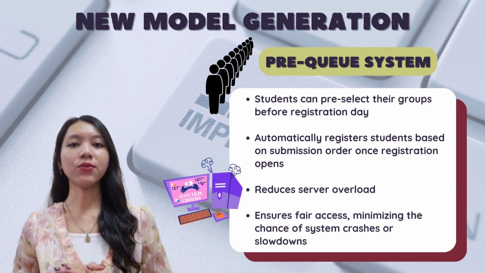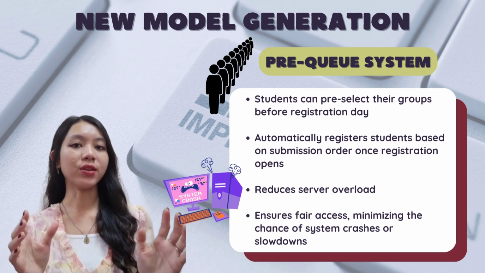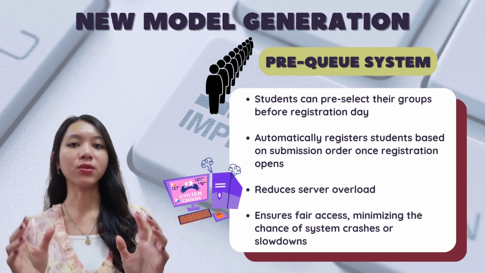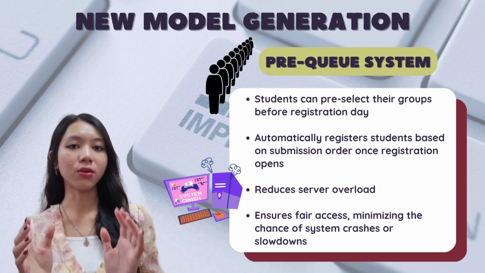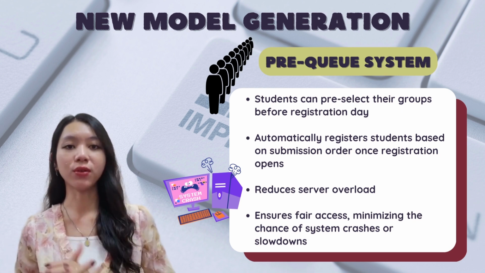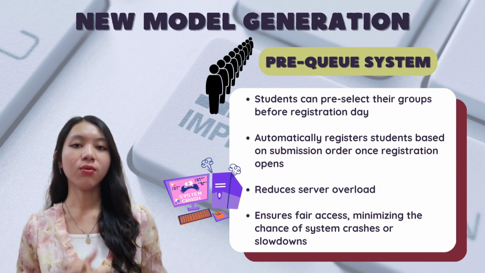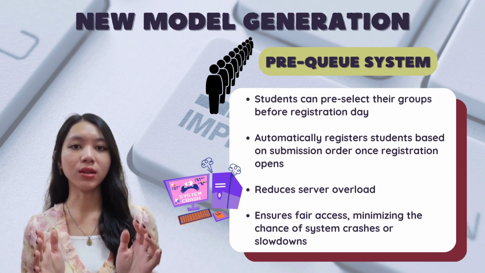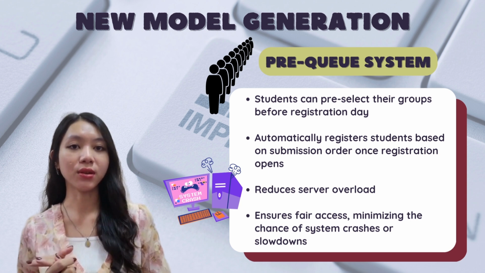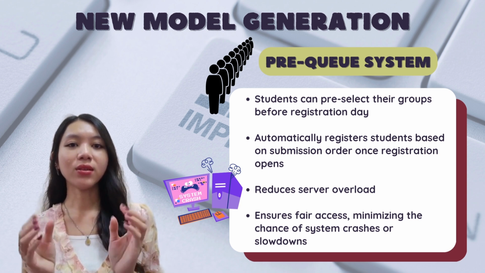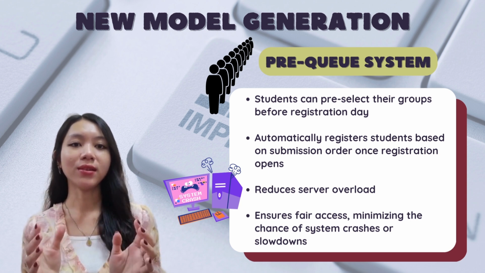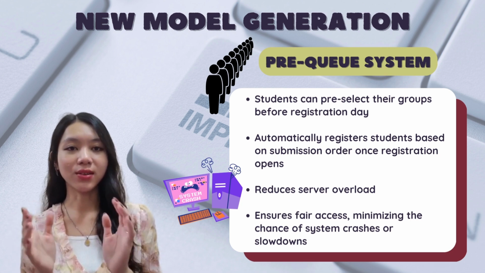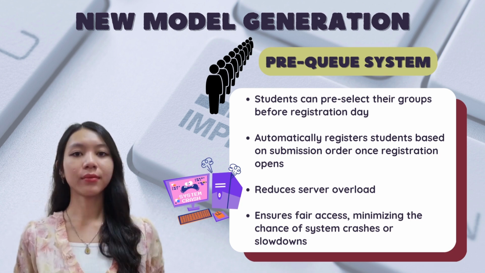The last suggestion for improvement is to establish a pre-queuing system. This improvement will allow students to pre-select their compulsory course groups a day or two before registration opens. When registration starts, the system will automatically enroll students in the order that they queued. This method reduces server overload and prevents system crashes during peak hours, which provides a fairer registration experience.